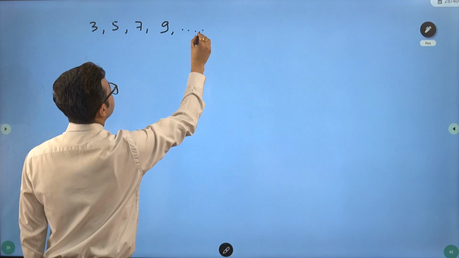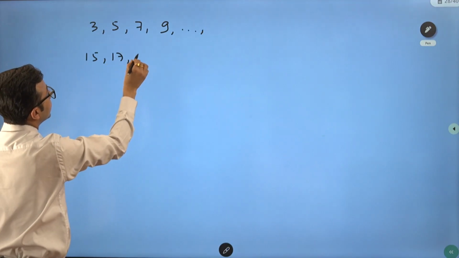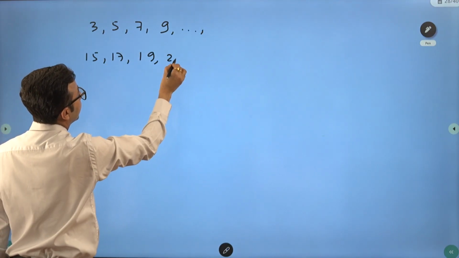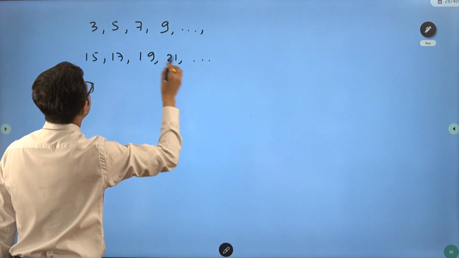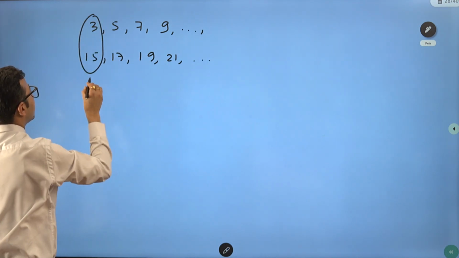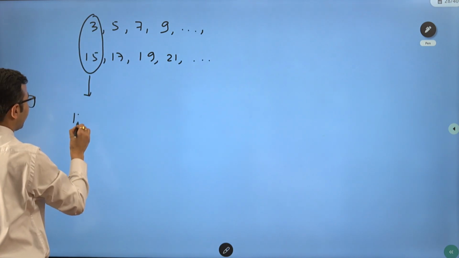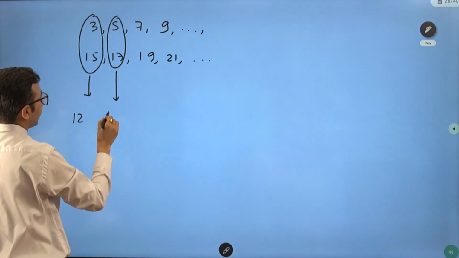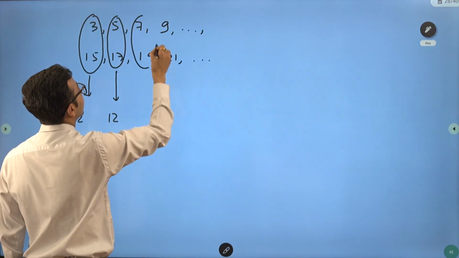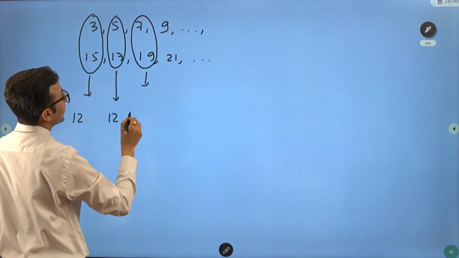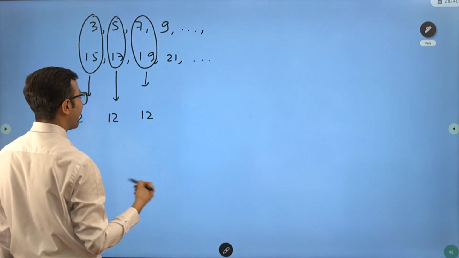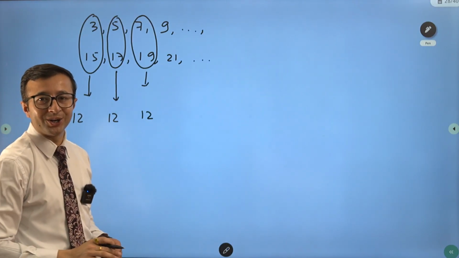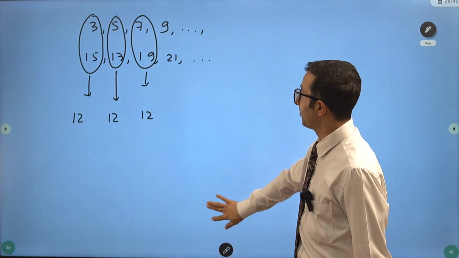And another AP, 15, 17, 19, 21 and so on. So what is the difference of first terms? 15 minus 3 is 12. What is the difference of second terms? 17 minus 5 is also 12. What is the difference of third terms? 19 minus 7 is also 12 and so on. Hope it is clear to you all. Now moving to the next question.